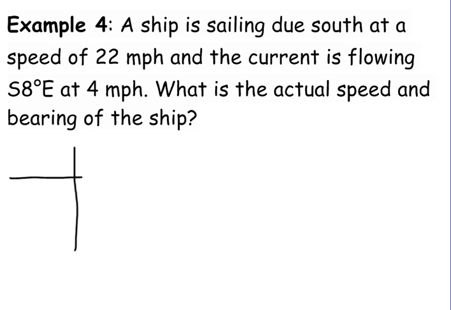So our ship is going due south. I'm going to use green for the ship. Due south, straight down, 22 miles per hour. The current is south 8 degrees east. So it's this way. That's 8 degrees right there. And it's 4 miles per hour. So let's break this down. Let's do the current first.